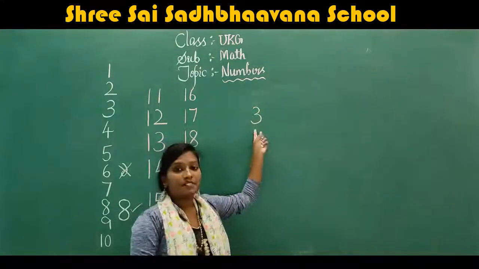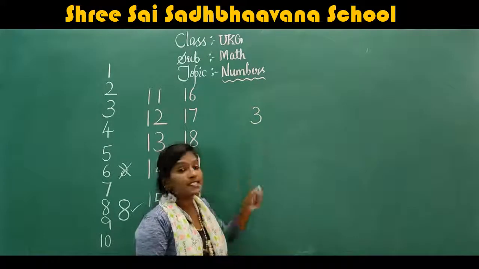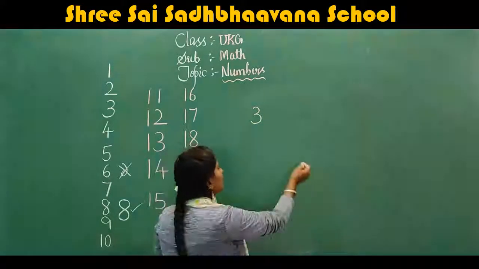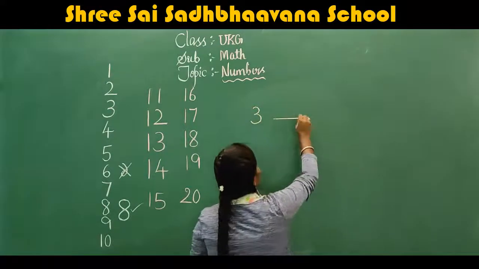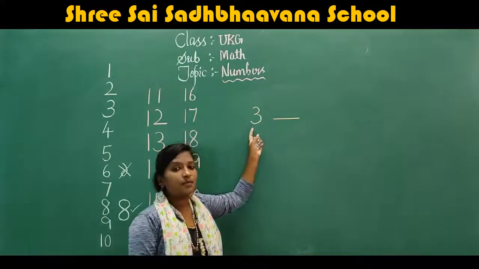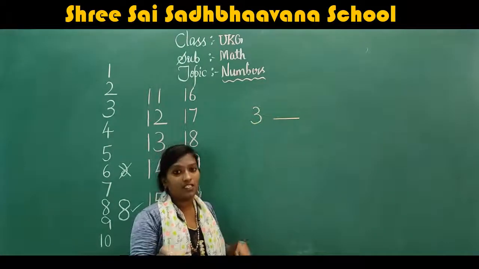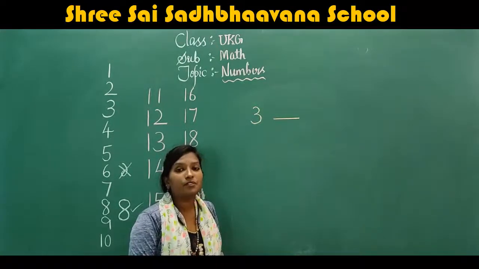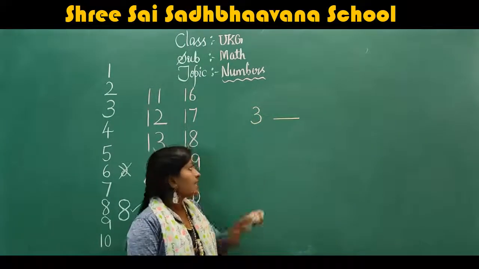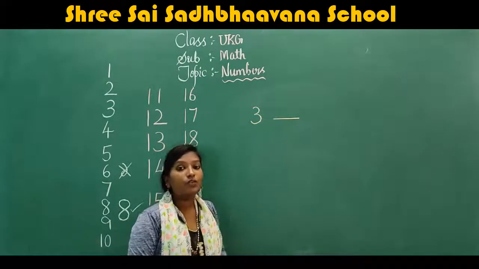Which number is this? Yes, this is number 3. Right, children? This is number 3. After 3, which number will come? Yes, after 3, number 4.